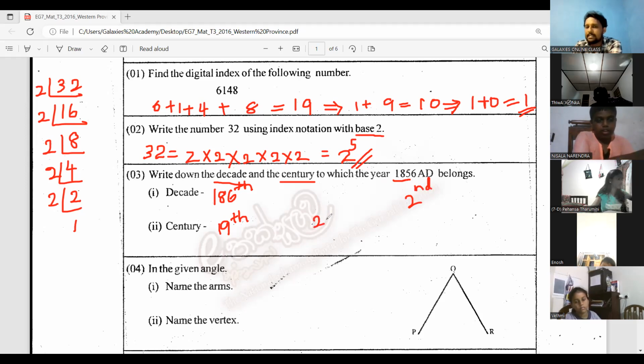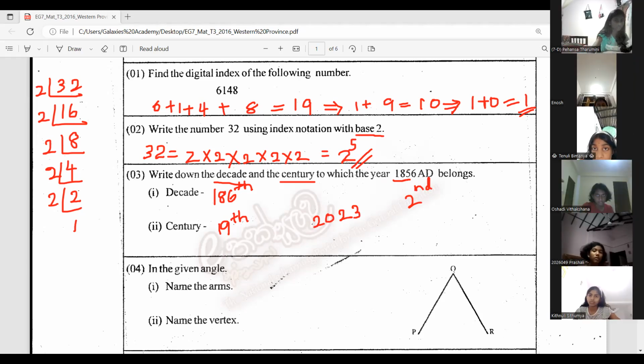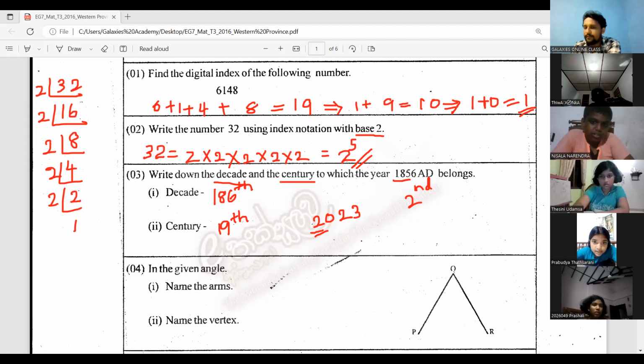Okay. Can you tell me, this year is 2023 now, which millennium does this year belong to? Third millennium, right? How do you find the millennium? You have to add 1 to the first digit of the year. What century does this year belong to? 21st. How do you find it? You have to add 1 to the first 2 digits of the number, right? 20 plus 1, 21st century.